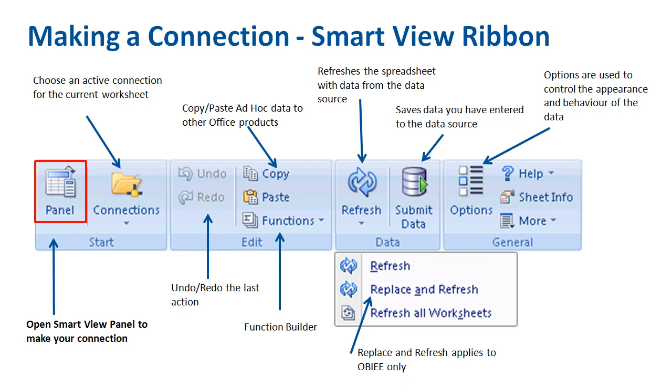We can copy and paste data points from Excel to Word or PowerPoint, and the function builder can be accessed using the functions dropdown. For refresh, we can refresh the current worksheet or all worksheets. We can also submit data to the HFM database, and we have the all-important options, which determine the behavior when working with Smart View. All of these features will be looked at in more detail throughout this e-learning.